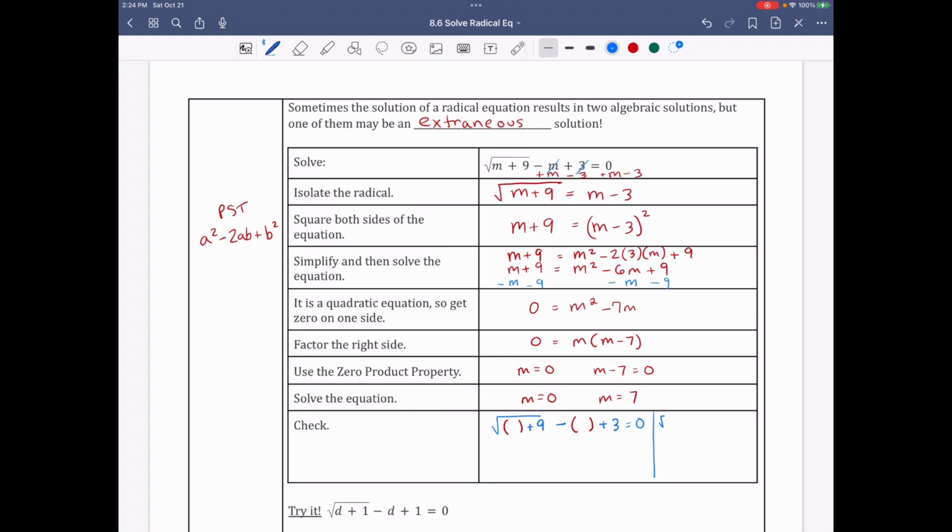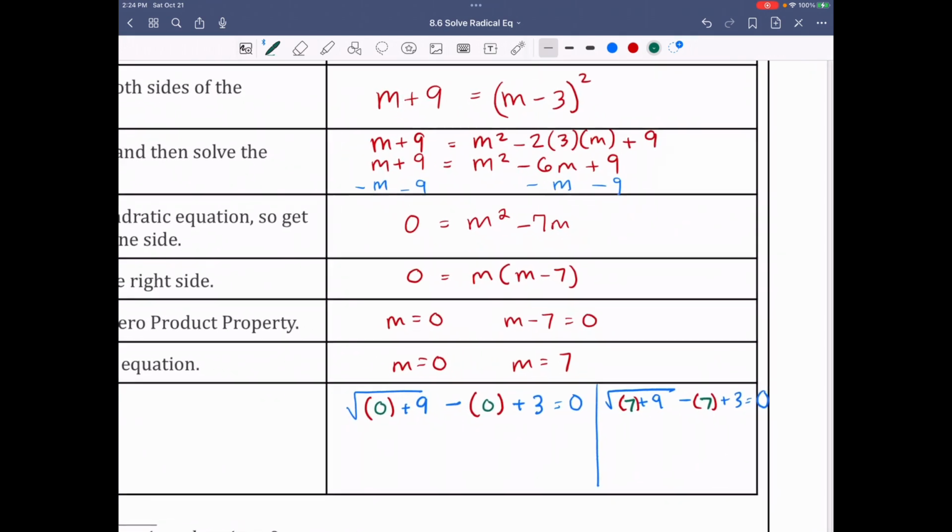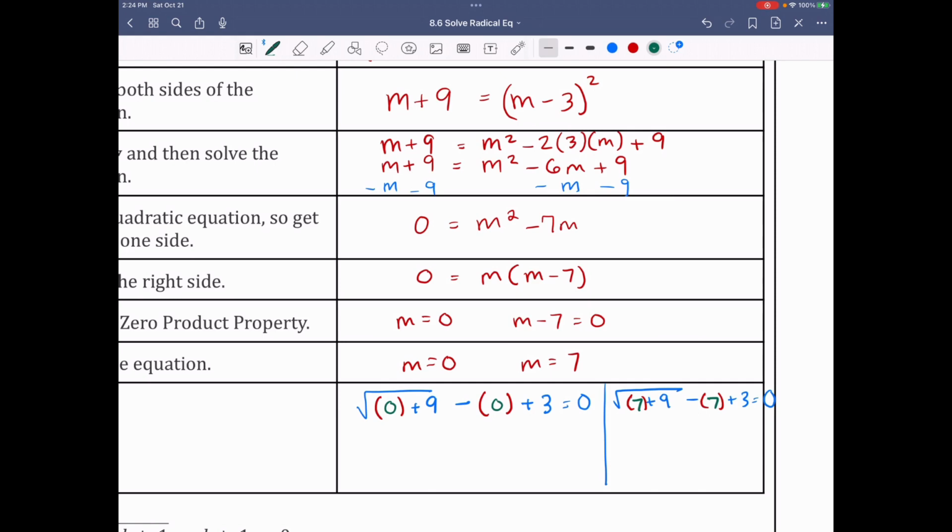So I'm going to rewrite the exact same thing again, but smaller because I'm out of space. And then in each of those parentheses, I'm going to plug in our solution. So 0, and in the other one, I'm plugging in 7. Now I'm checking to see if it's correct. So 0 plus 9 is 9. The square root of 9 is 3. 3 minus 0 is 0 plus 3 equals 0.